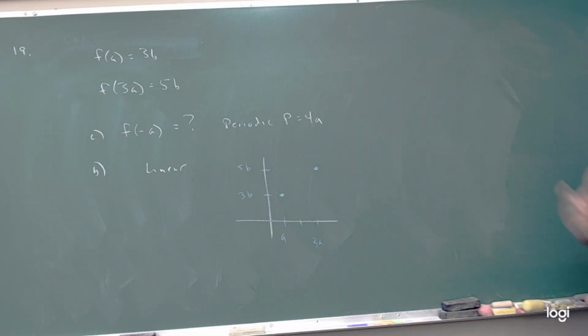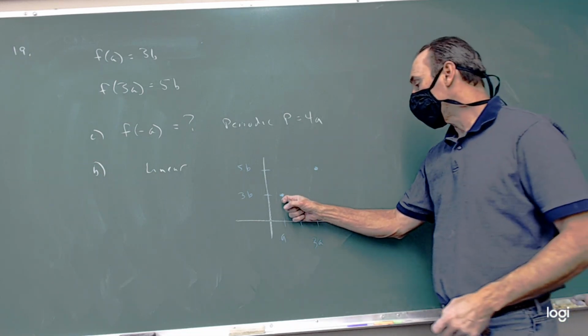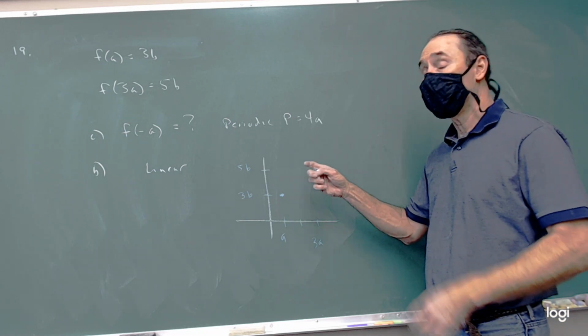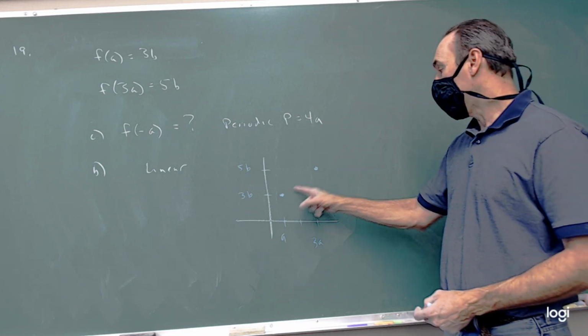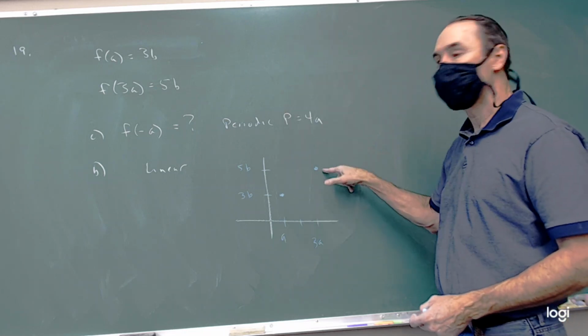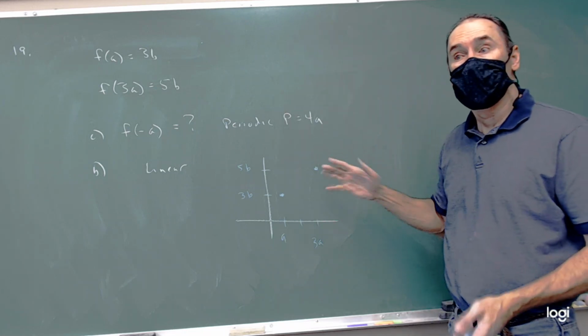Okay, so there's a visual. Here's a point that we know. There's another point that we know. That's all we know about this graph. What it does in between there, I have no idea. Maybe it's a straight line. Maybe it goes to the moon and back. I don't know. Doesn't matter.